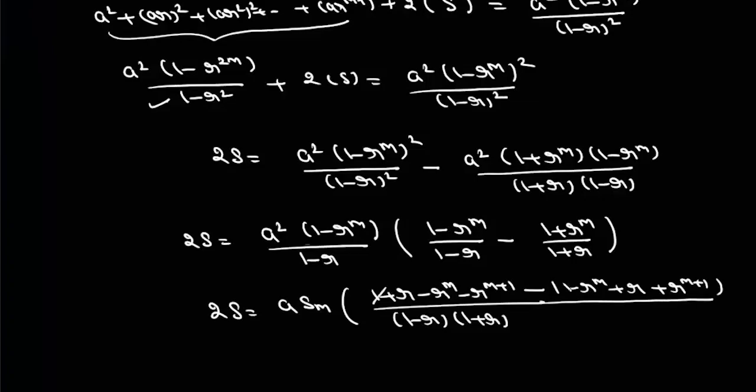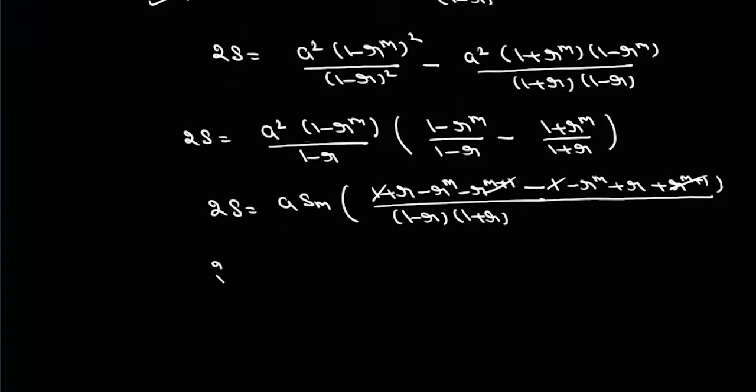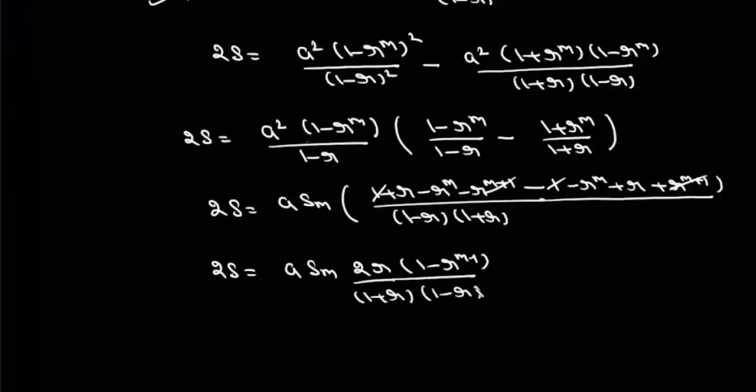Now here this 1 will cancel and r to the power m plus 1 will also cancel. So we can write this as 2s equals a sm, and here we'll take 2 common and we'll also take r common, and there will be 1 minus r to the power m minus 1 upon 1 plus r into 1 minus r.